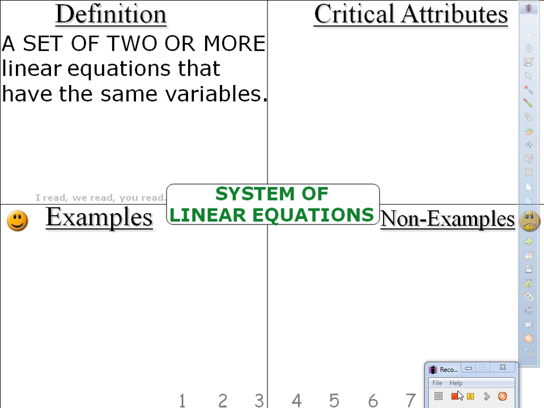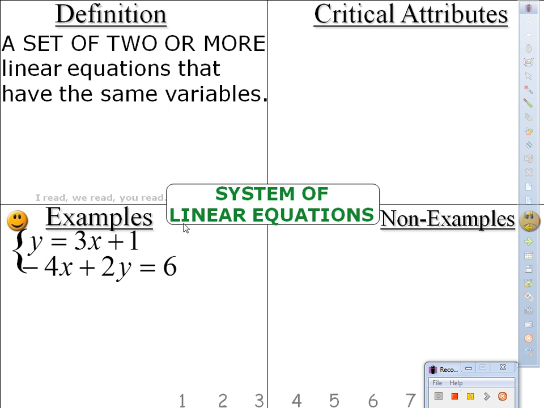Copy that, please. Okay, once again, a system of linear equations is a set of two or more linear equations that have the same variable. Let me show you an example. Here's a system. Bracket y equals 3x plus 1, negative 4x plus 2y equals 6. Copy that. Example: bracket y equals 3x plus 1 and negative 4x plus 2y equals 6.